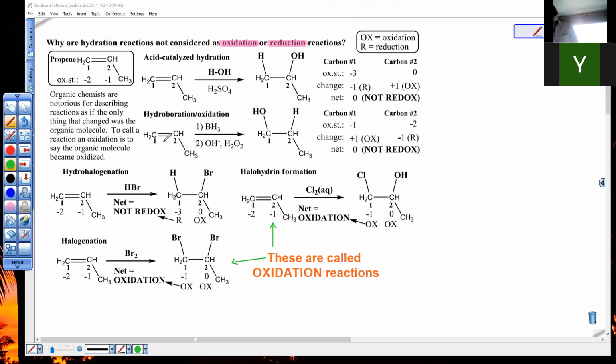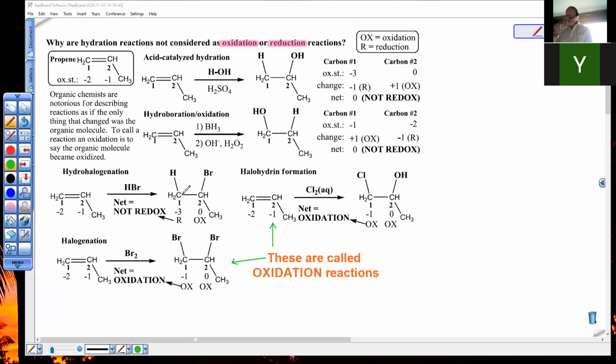We did the same story here, except atom number 1 got oxidized and atom number 2 got reduced, but they got oxidized and reduced by the same amounts. And they cancel again. HBr, same story. Br is more electronegative than carbon. So this got oxidized. H is less electronegative than carbon. This got reduced by the same amount. The other one got oxidized. It's not redox.